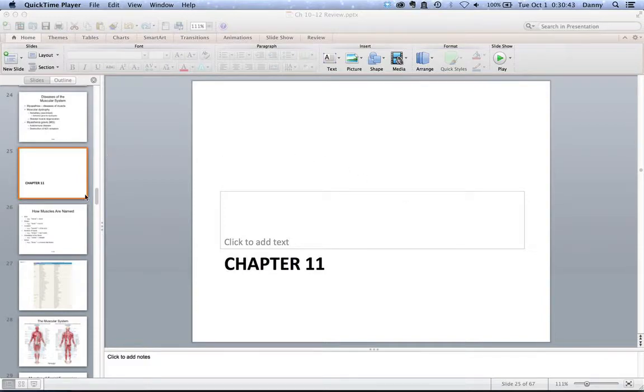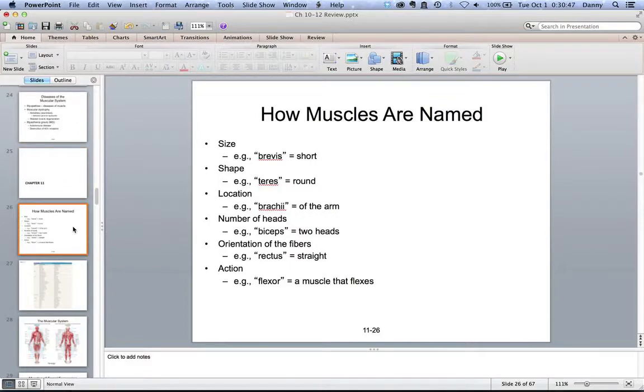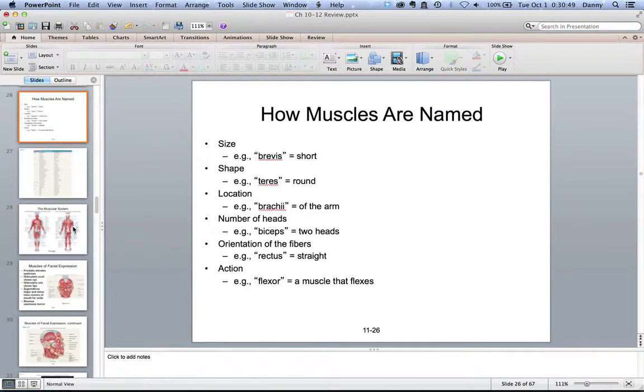Okay, on to chapter 11 and 12. This should go fairly quickly. Unfortunately, this is just a lot of memorization for you, and also a lot of completing the spreadsheet that I gave you. So, one thing I would encourage you to spend time on is understanding how muscles are named. That will help you as you're learning because the words will be a little less foreign to you.